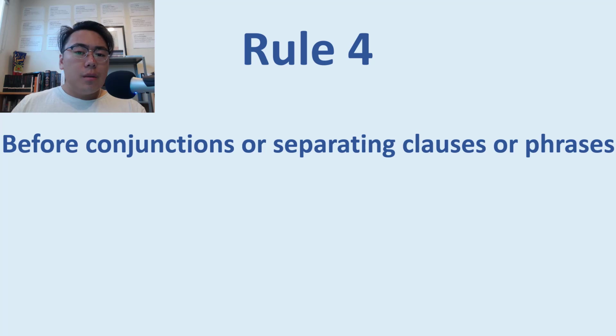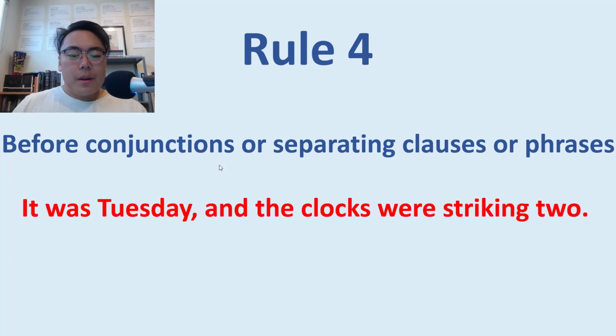Number four. Before conjunctions or separating clauses or phrases. Whenever we have a conjunction that's separating two different clauses or two different phrases, or if you have a phrase list, you're going to use a comma. In this example, you say, it was Tuesday. Okay, that's our first clause, and. When you say and, what you're doing is joining those two clauses together. You say, the clocks were striking 2. So you say, it was Tuesday, comma, before the conjunction, and the clocks were striking 2.